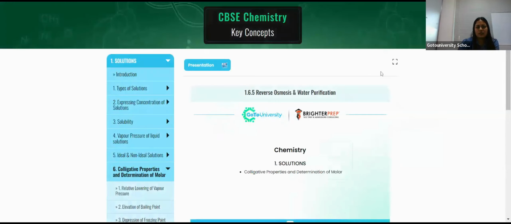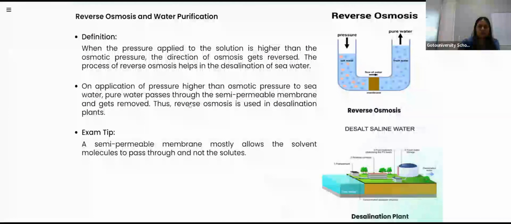Then we discussed the reverse osmosis process, and where it is used. It is used in purifying water. It is the pressure applied to the solution higher than the osmotic pressure, and then the direction of osmosis gets reversed. All right.